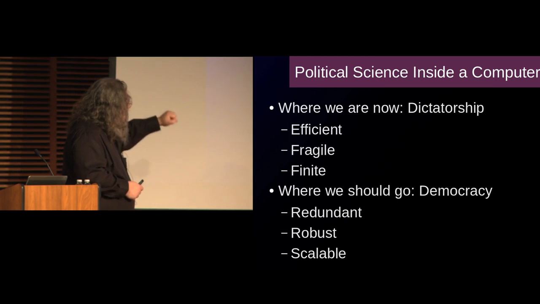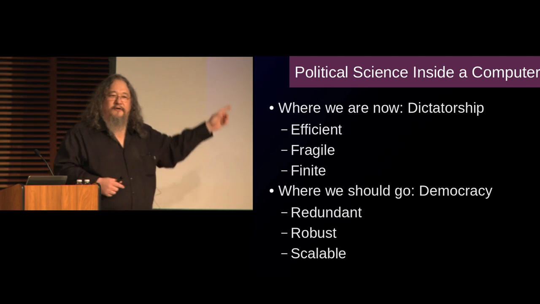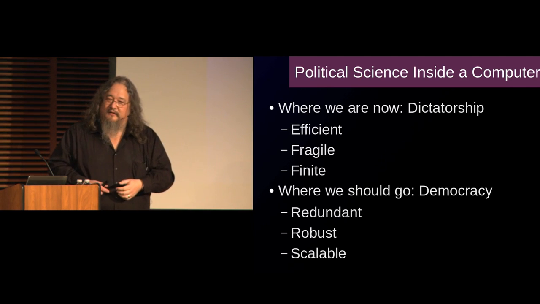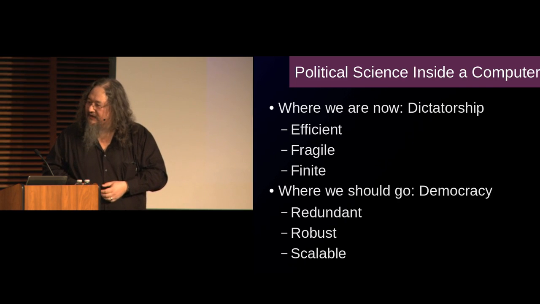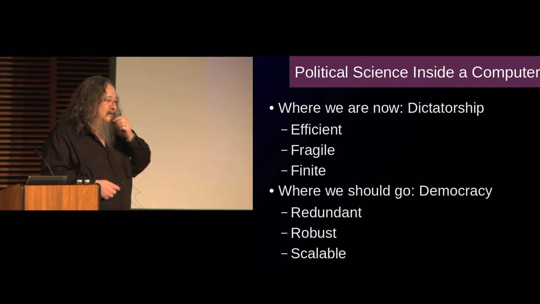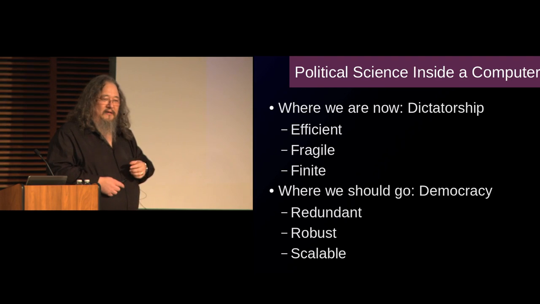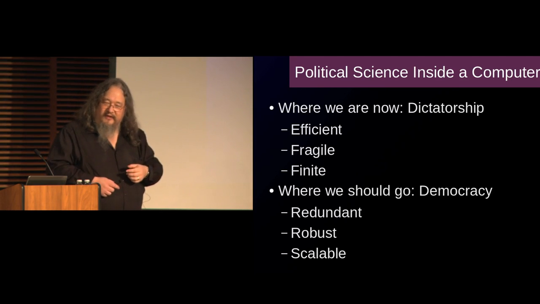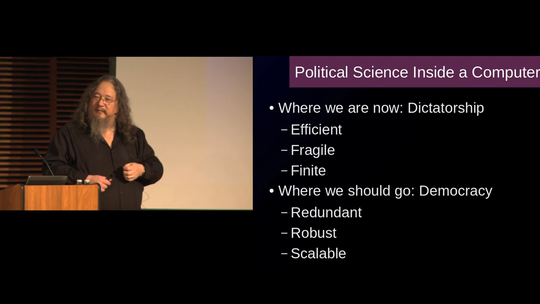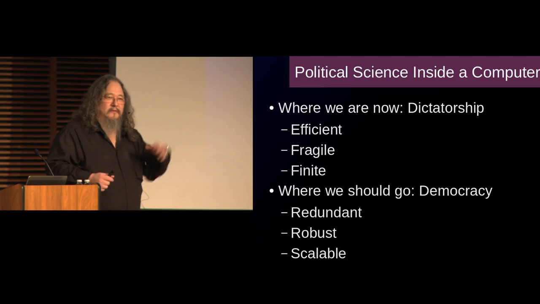We can get robustness, we can get scalability, we just have to figure out how to architect a computer to be something more like free market, democratic capitalism, bottom-up autonomy with distributed agency. If we could do that, don't you think it would be un-American not to? I ask you.